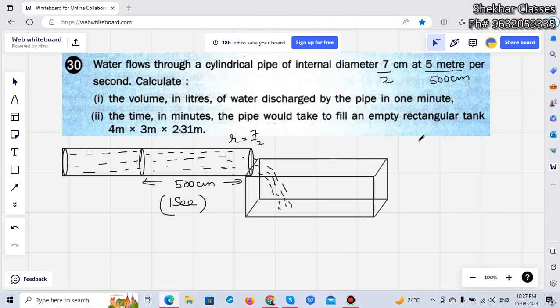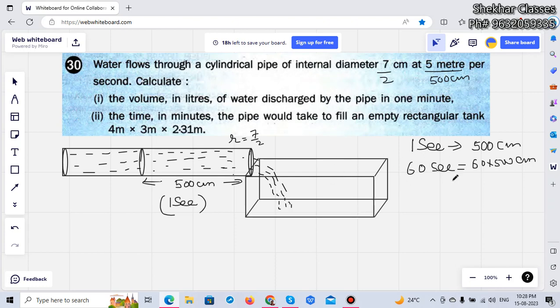So we can say here, in 1 second, what is the length of the pipe getting empty? 500 centimeter of the pipe is getting empty. Then in 60 seconds, 60 into 500 centimeter length of the pipe which is full of water will get empty in 1 minute. Are you getting the point? So we have to find out in 1 minute.